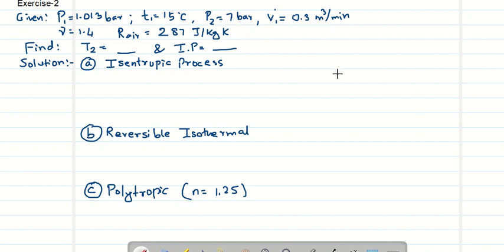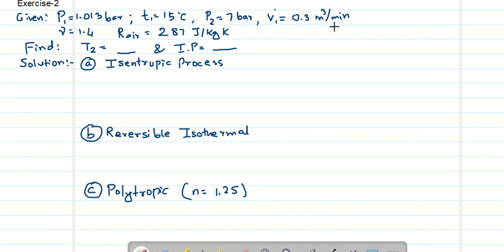We will solve exercise number 2. In exercise number 2, air is to be compressed in a single stage reciprocating compressor from 1.013 bar and 15 degrees to 7 bar. Calculate the indicated power required for free air delivery of 0.3 meter cube per minute when the compressor process is as follows.